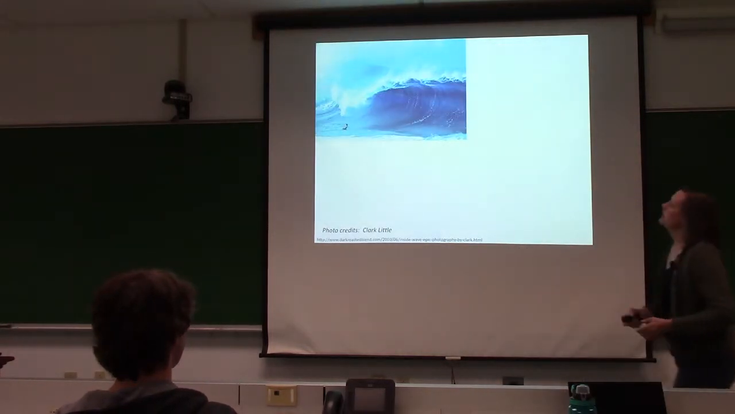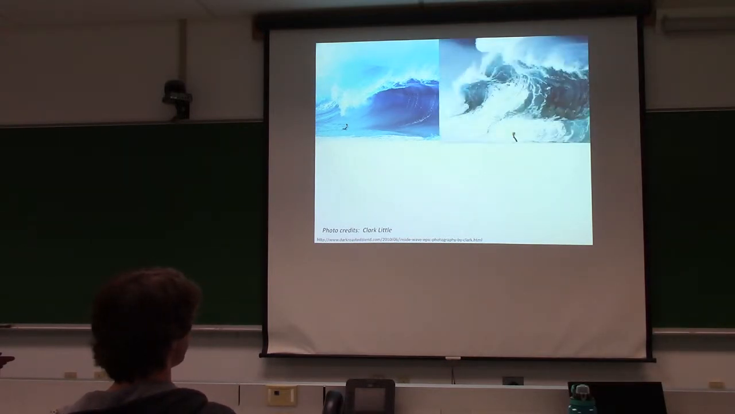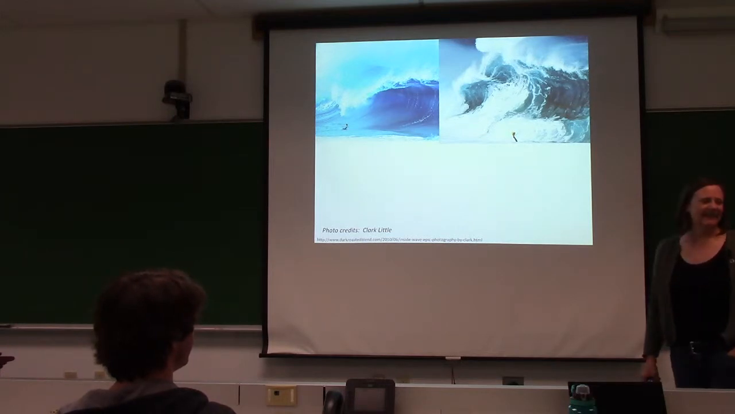Okay, so this is Clark Little. He's a photographer in Hawaii. That's his arm holding his camera. He's very famous for all sorts of wave pictures. Here he is for a different wave. So, what can you tell me about the water in those two different places?